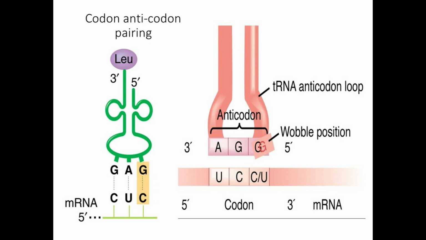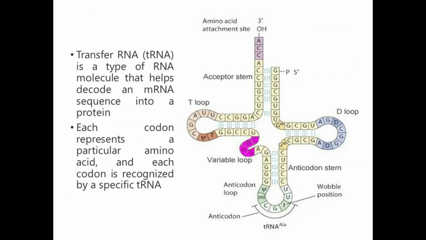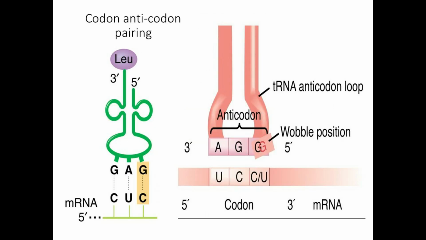Before going to the various regions in tRNA, we will see how the codon, amino acid and tRNA are connected to each other. Each codon on an mRNA represents a particular amino acid, and each codon is recognized by a specific tRNA. For every kind of biogenic amino acid, there will be a specific tRNA.